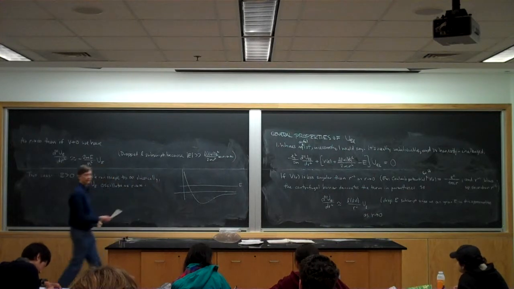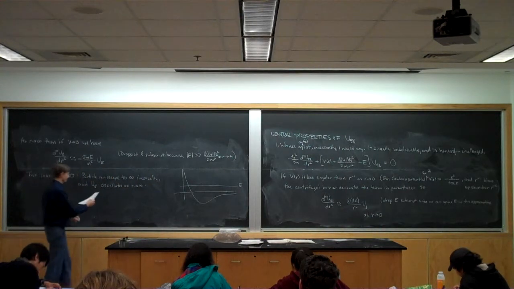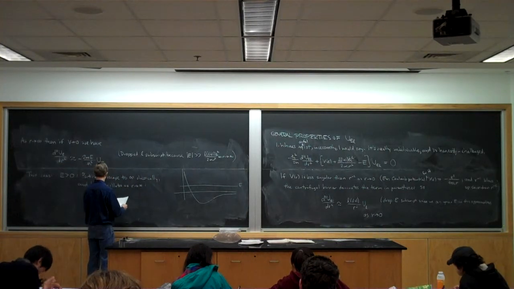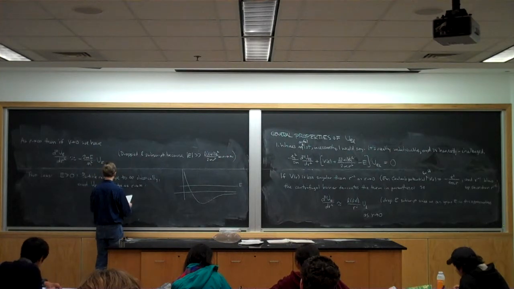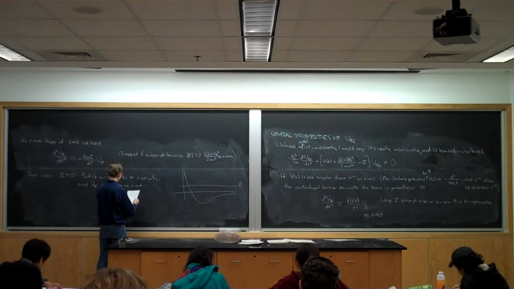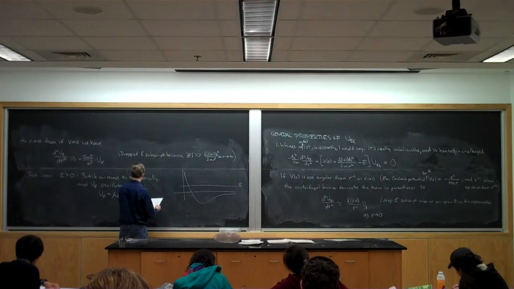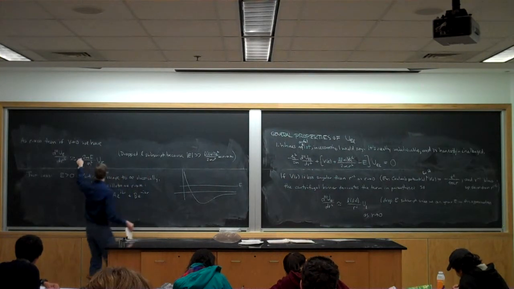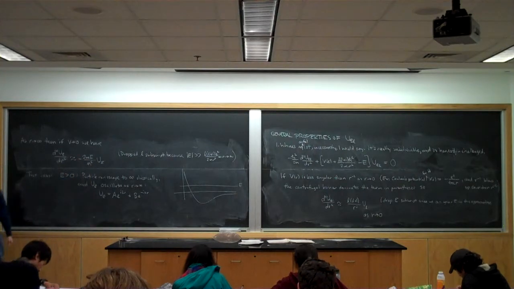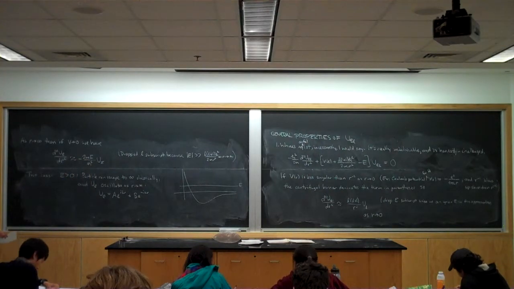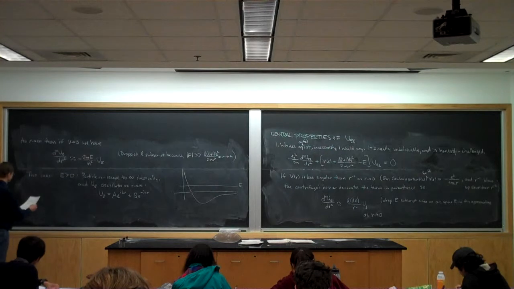u_E oscillates as R goes to infinity. So u_E is going to look something like A e to the ikR plus B e to the minus ikR, where k squared is 2mE over h bar squared, the usual sort of definition we make.